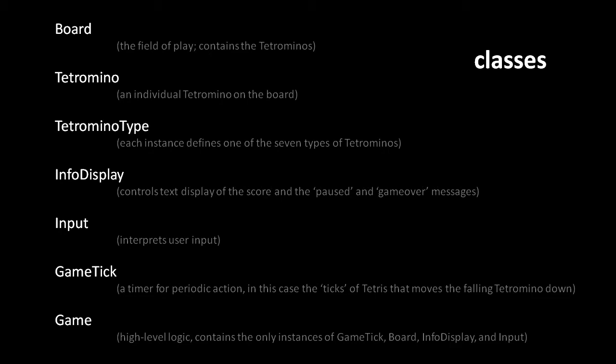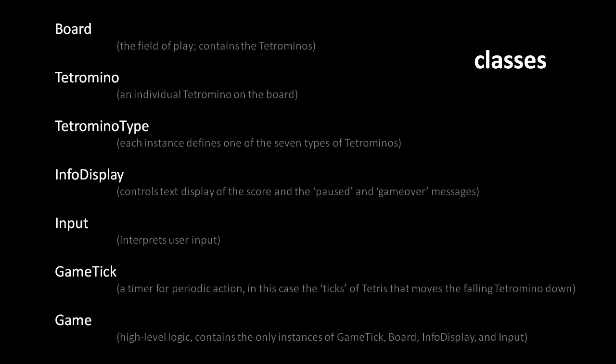Given our very simple user input scheme, the input class is perhaps an unnecessary layer of abstraction, but it will be a useful pattern to expand upon in our future projects when the user input might get more complicated. GameTick is a simple timer used by our game class to determine when to move the falling Tetramino down and clear lines. And lastly, the game class does the high-level game logic, effectively tying together the board, info display, and input objects. So these are our classes.